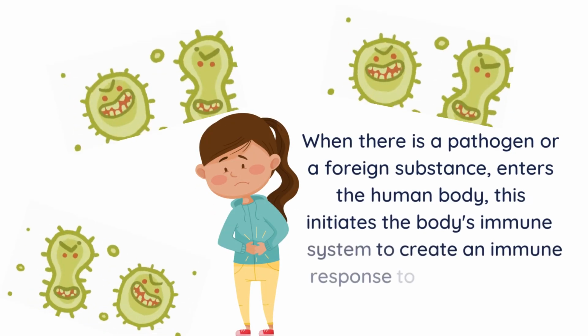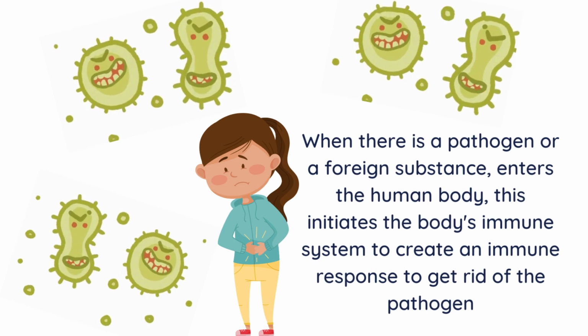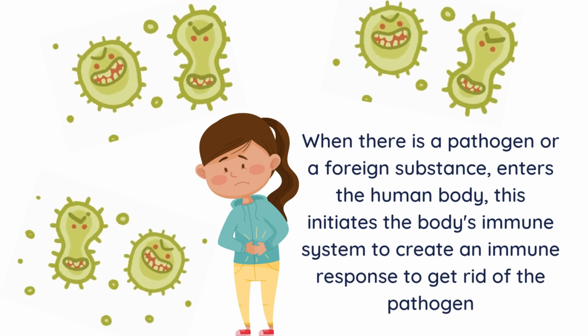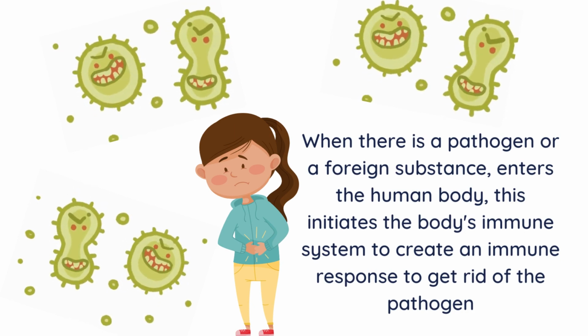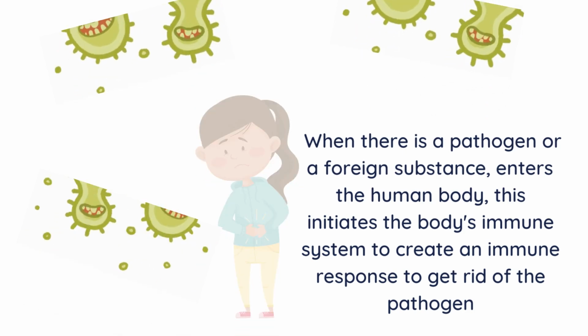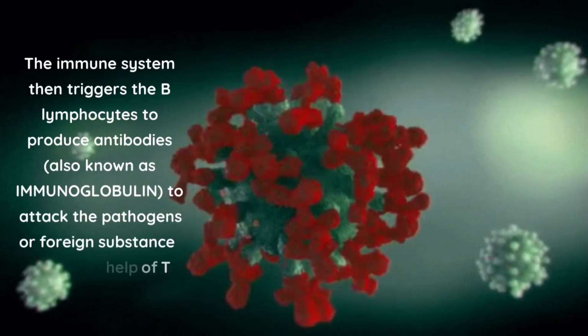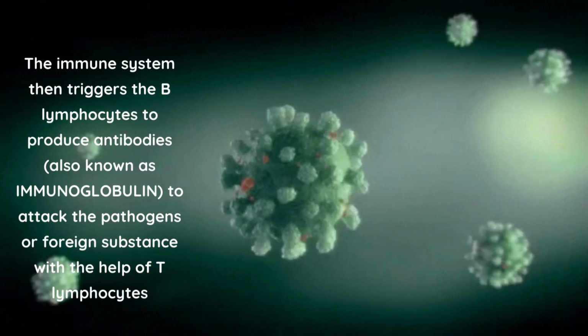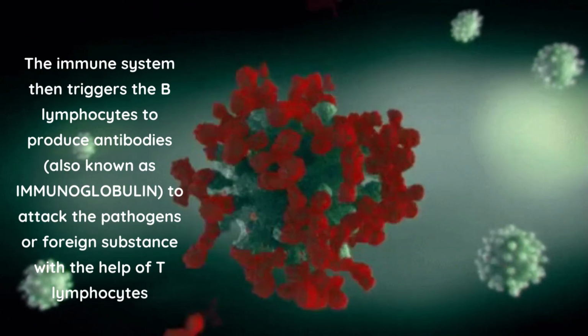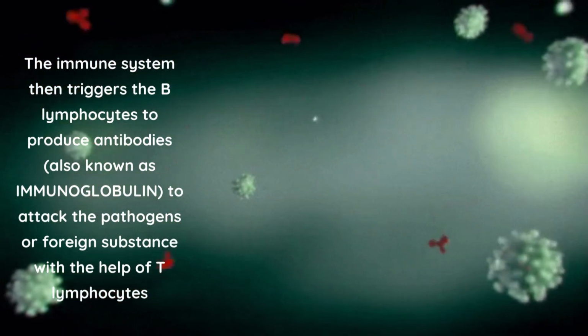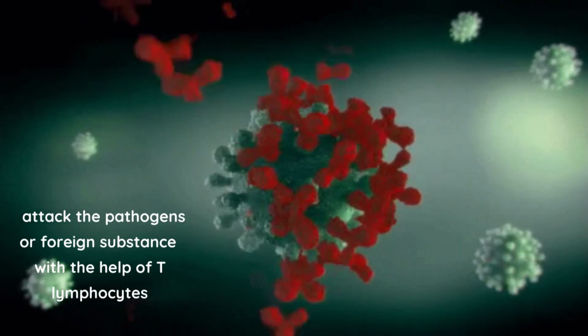When a pathogen or a foreign substance enters the human body, this initiates the body's immune system to create an immune response to get rid of the pathogen. The immune system then triggers the B lymphocytes to produce antibodies, also known as immunoglobulin, to attack the pathogens or foreign substances with the help of T lymphocytes.